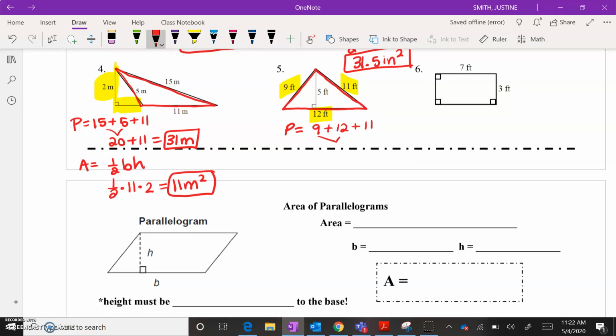Okay, so 9 plus 12 gives me 20, 20, what does it give me? 9 plus 12, I'm blanking, 21.